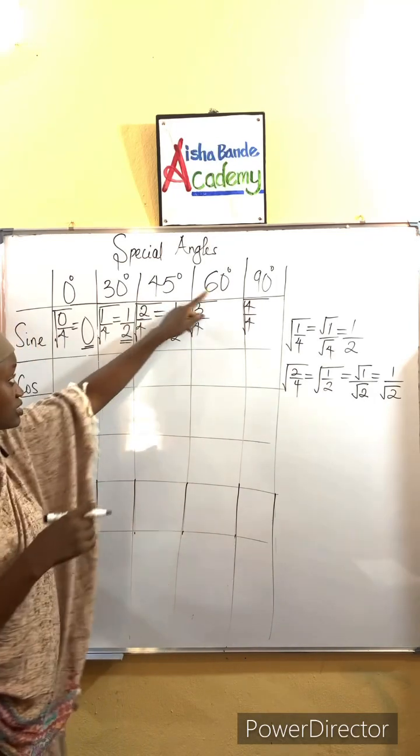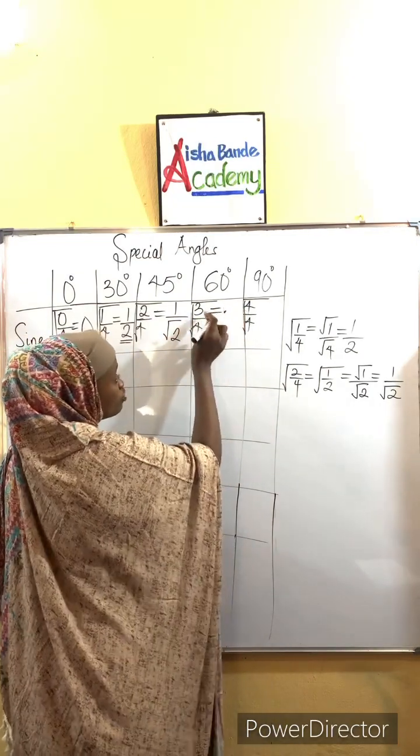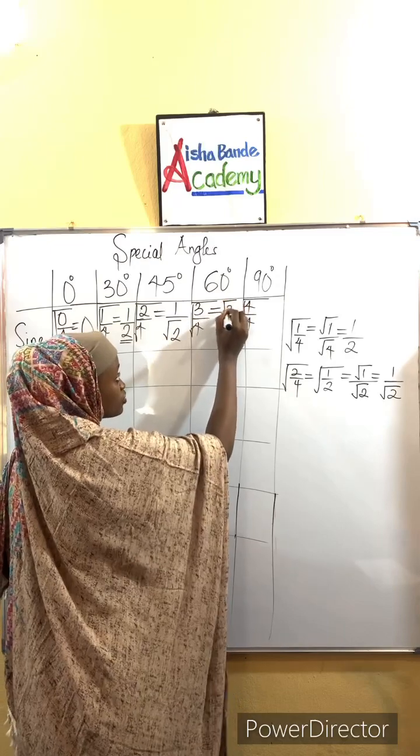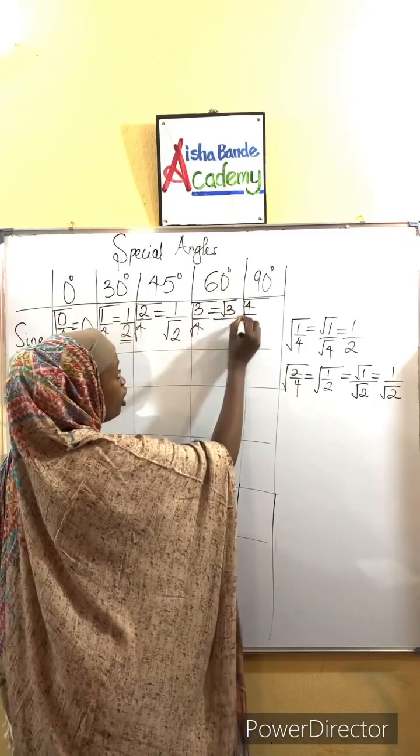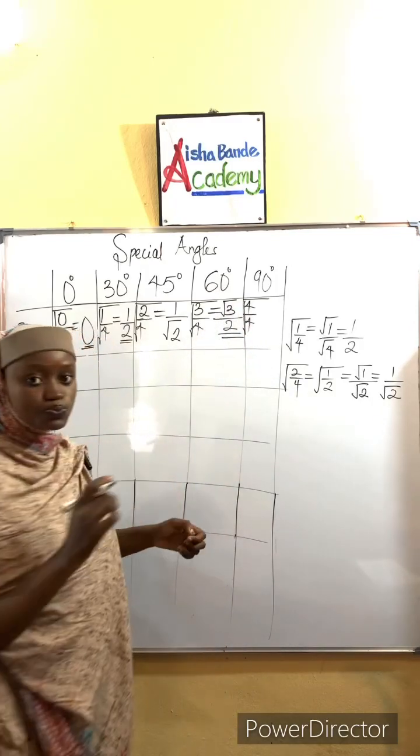You can use the calculator to confirm that and see that we're correct. Moving on, sine 60, here we have 3 over 4. So this is the same thing as saying root 3, because it doesn't have a perfect square, all over square root of 4, which is 2. So our answer here is root 3 over 2.